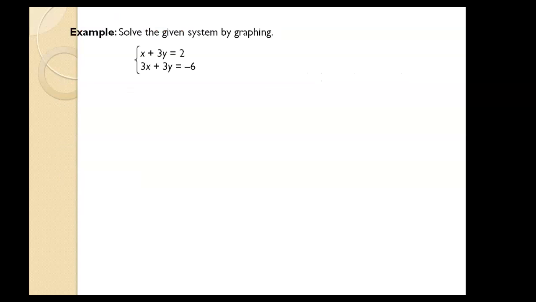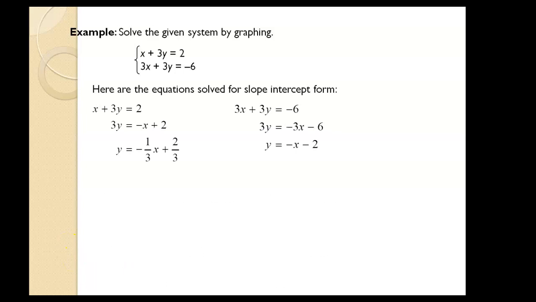Let's take a look at this particular example. We have to solve the given system by graphing: x plus 3y equals 2, 3x plus 3y equals negative 6. So the first step there is to solve each equation for y. That means you have to write each equation in slope-intercept form. So x plus 3y equals 2.